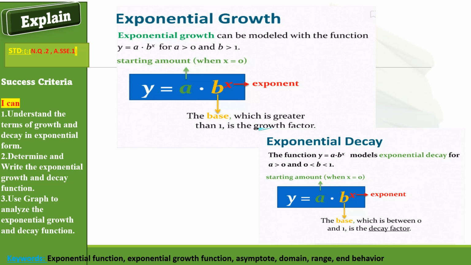So here we have already studied a b to the power of x, where x is the exponent and b is the base. If b is greater than 1, we have exponential growth, whereas if b is between 0 and 1, we would have exponential decay.